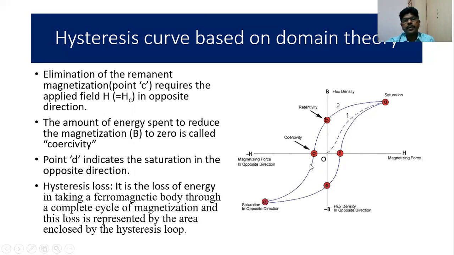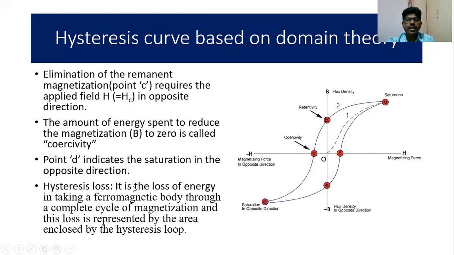If you still go further in the negative direction, we reach another saturation point, but this saturation point is in the opposite direction. So here you can see at point A, the domains are in one direction. Here the domains are in the opposite direction, but both are in the direction of the applied field. Here the applied field is in one direction. Here the applied field is in the reverse direction. So the entire thing makes a curve, a closed loop.